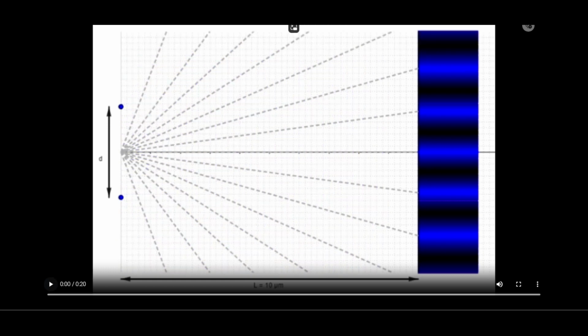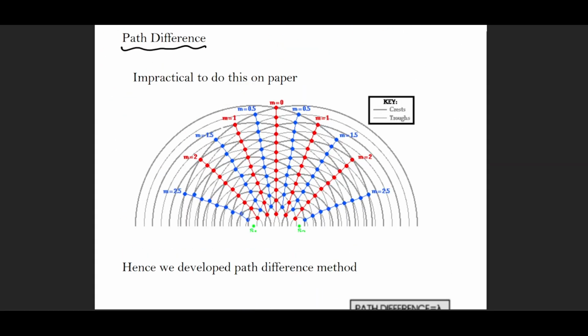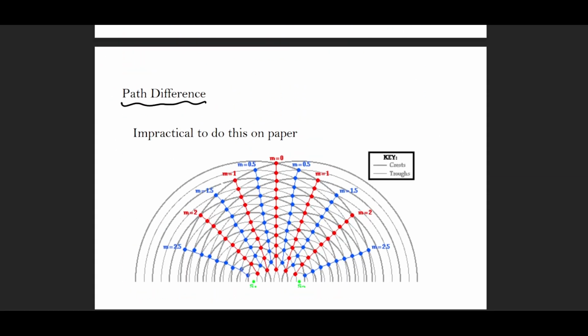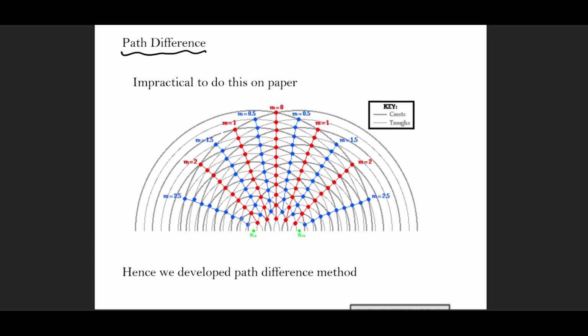So instead, what we've done is devised a method to predict whether this is going to be constructive or destructive depending upon the situation. And that method is known as the path difference method. Now, we have seen this diagram in this animation. This is actually a completed version of that. We have two sources, source 1 and source 2. Wherever the crests are meeting crests, there is constructive interference. Wherever they are not, there is a destructive interference zone.